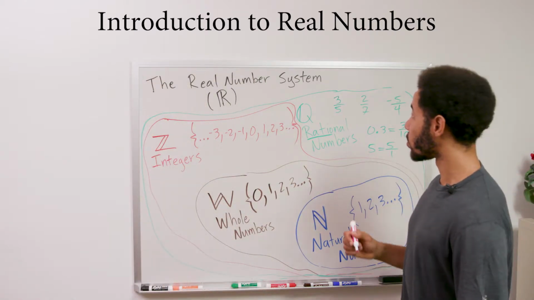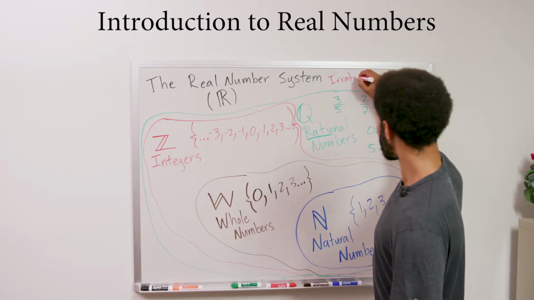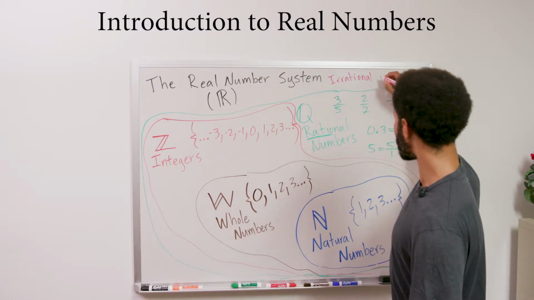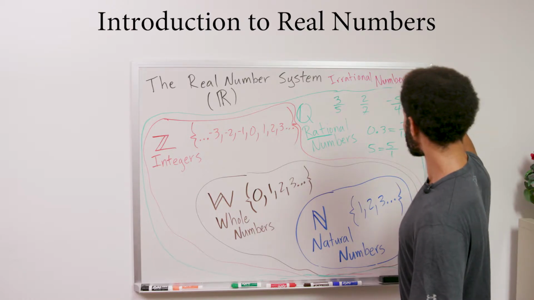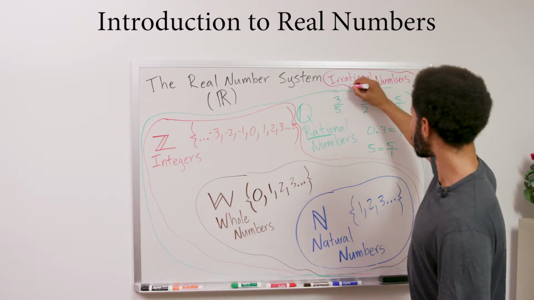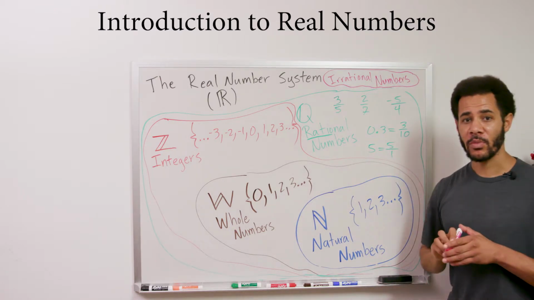So the last set of numbers in the real number system are called irrational numbers. These are numbers that cannot be expressed as a ratio of two integers. The most famous irrational numbers are numbers like pi or the golden ratio. We'll save those for another video.